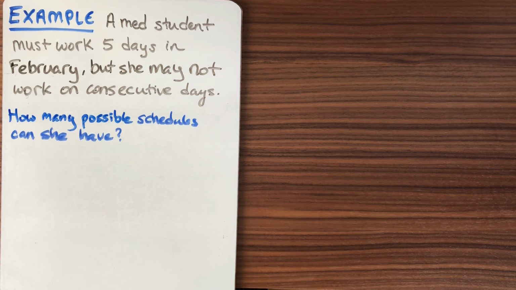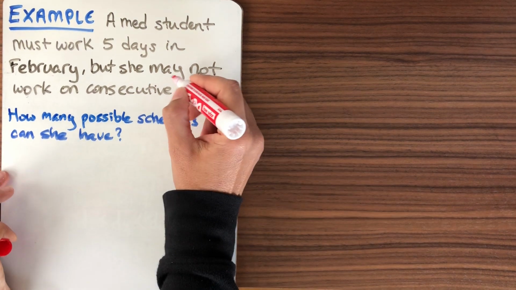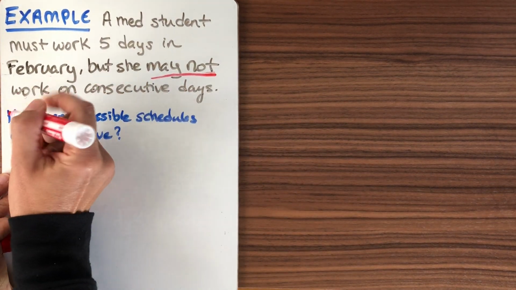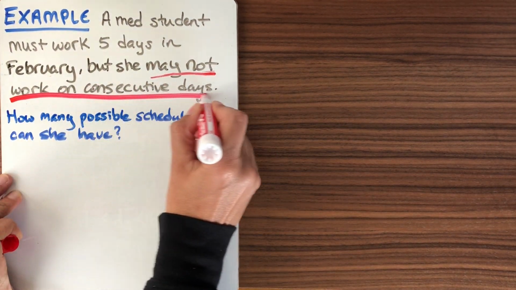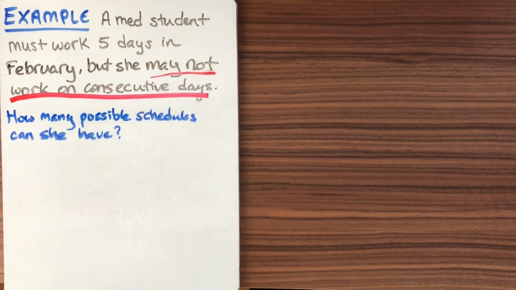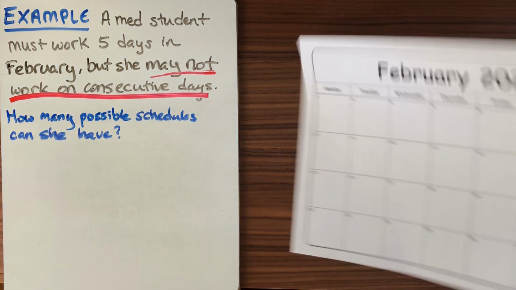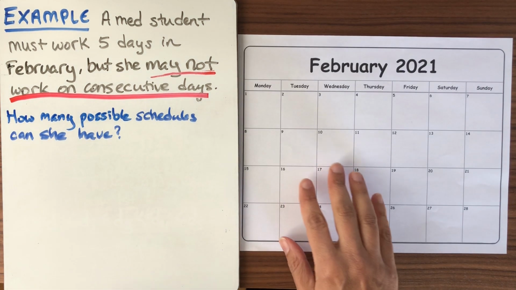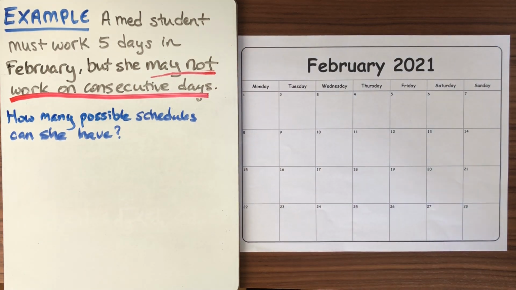This problem is made a little more difficult by one constraint. That is, she may not work on consecutive days. That constraint makes the problem a little more challenging to compute. So let's make this concrete, because that always seems to make things a little better. Let's pull up February. And let's think about, what if the red constraint wasn't there? How would we solve this problem? How would we figure it out?